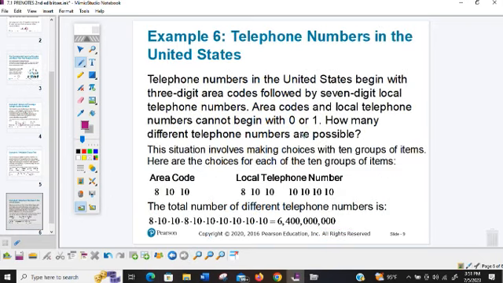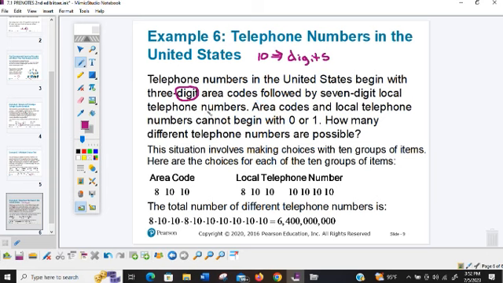Let's talk about telephone numbers. Now, we use digits for telephone numbers. There are 10 digits. Anytime you see the word digit, you want to think of 10. Okay, there are 10 digits. And that is because we have 0, 1, 2, 3, 4, 5, 6, 7, 8, 9. Okay, so there's 10 digits.